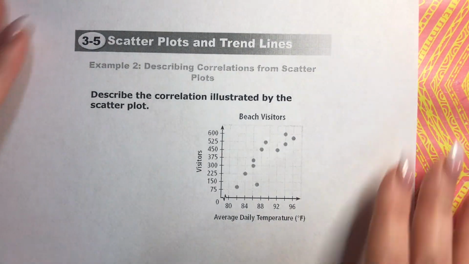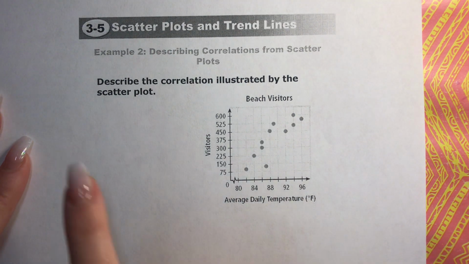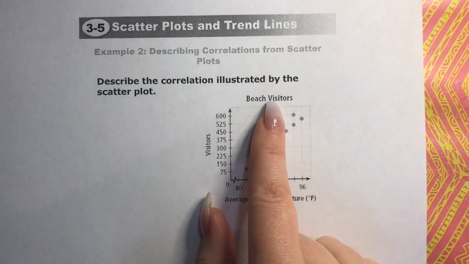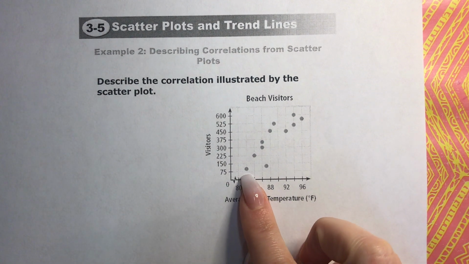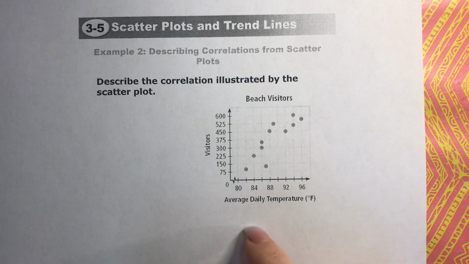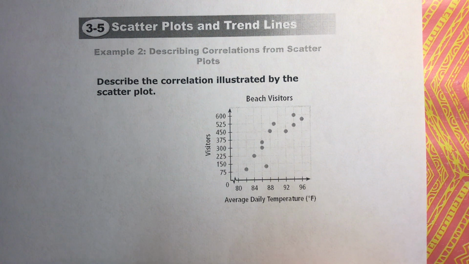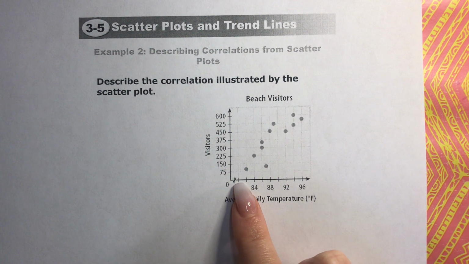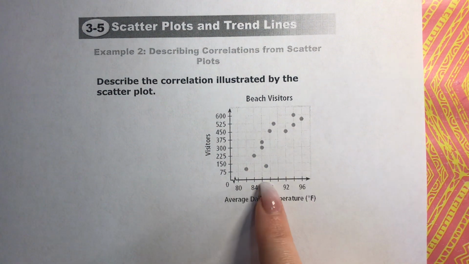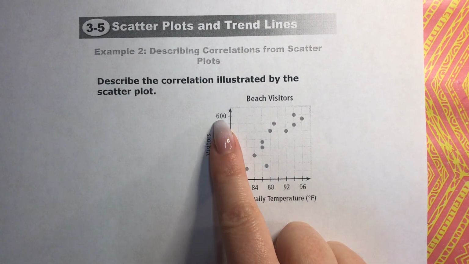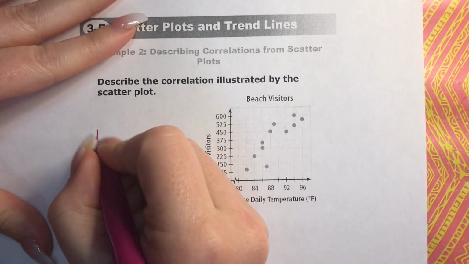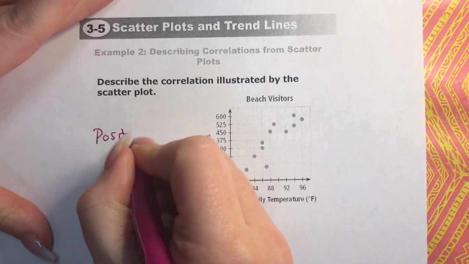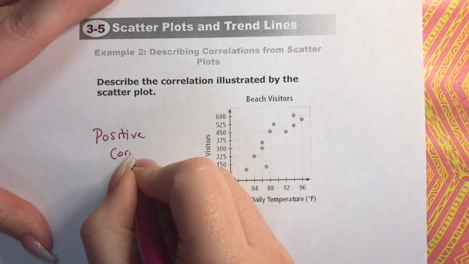So in example 2, it says describe the correlation illustrated by the scatter plot. It looks like all the points, what do you think? Is it a positive correlation, a negative correlation, or no correlation? What I see is all the points are kind of pointing upward. That means that as the x-axis increases, the y is increasing as well. So I would say that this is a positive correlation.